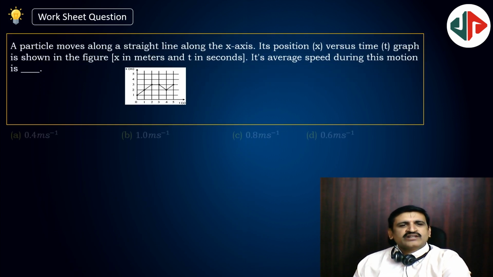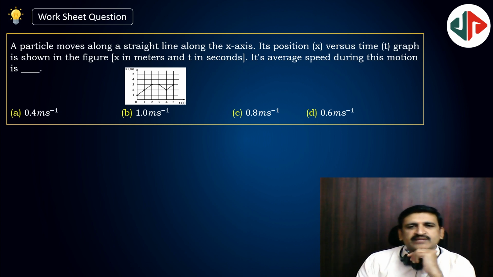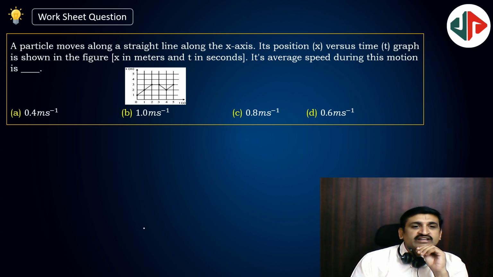A particle moves along a straight line, given the graph. Its position x versus time t graph is shown in the figure. Its average speed during its motion is, no time interval is given. Average speed. You should be very careful. Its average speed, not average velocity. If it is average velocity, that's different, total displacement by total time. Average speed means total distance by total time. Total distance means all the distances you have to take up.